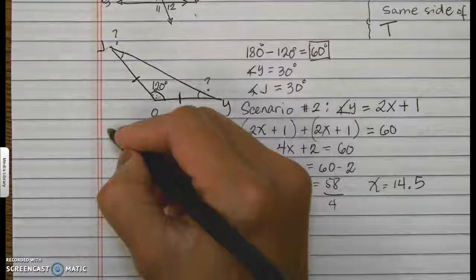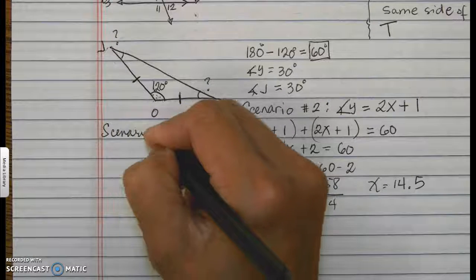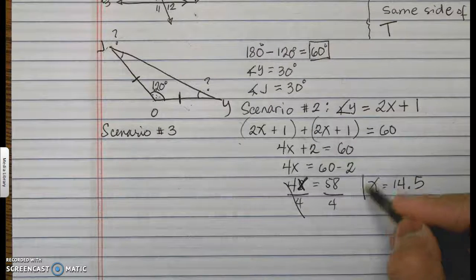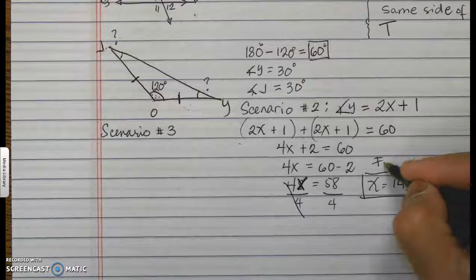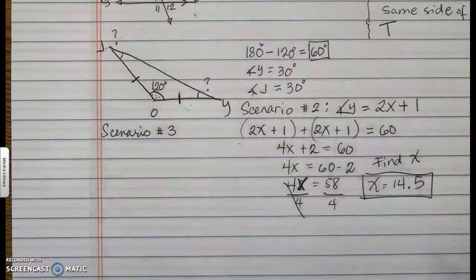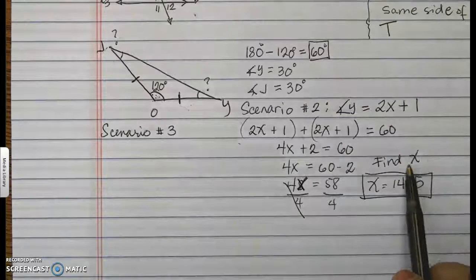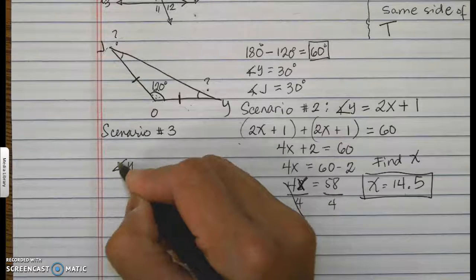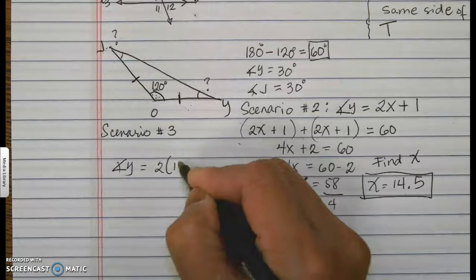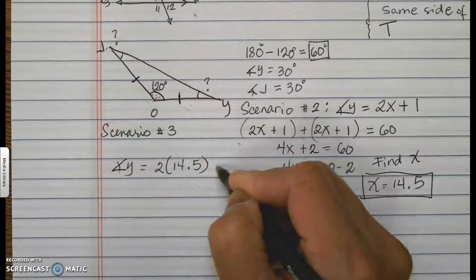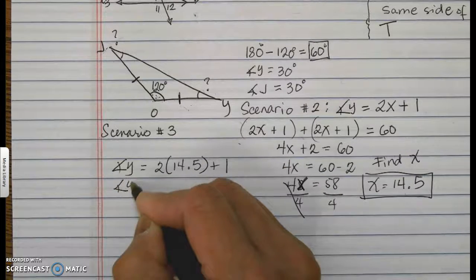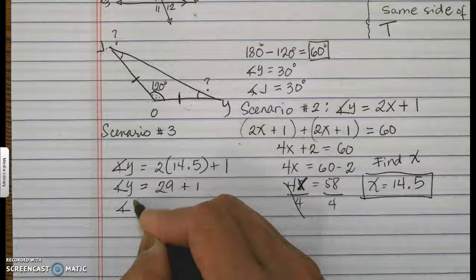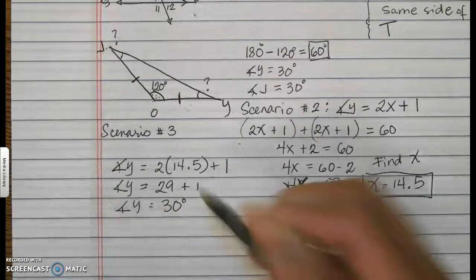Let's do scenario number 3. And the scenario number 3 is, this is if the question is find x. So this is whenever your scenario is find the angle, then you're going to do this. So angle Y is equal to 2 parentheses 14.5 plus 1. Angle Y is equal to 29 plus 1, which is 30 degrees.